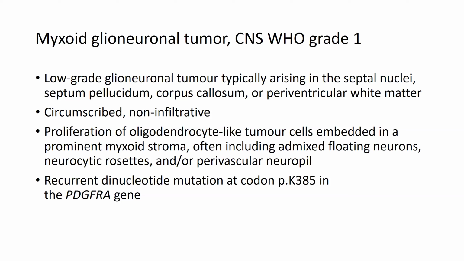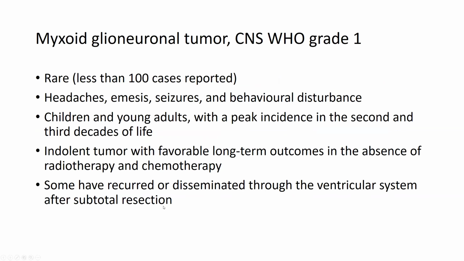And then really the identification of this mutation in codon 385 in the PDGFRA gene is important for making the diagnosis. They also cluster into a unique group on methylation profiling. This is an extremely rare tumor. I've only seen a couple of examples. And it occurs in a little bit older children and young adults. I haven't seen any cases in infants. I think they're extremely rare.